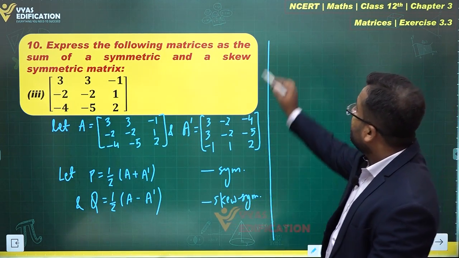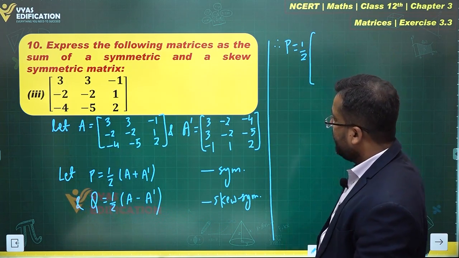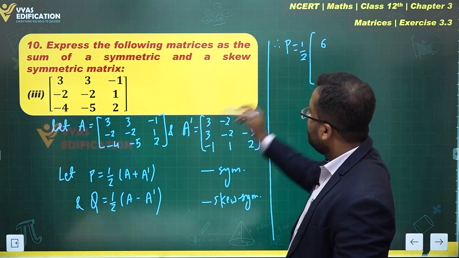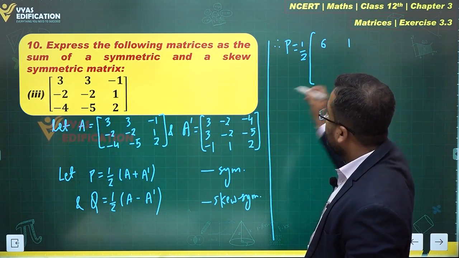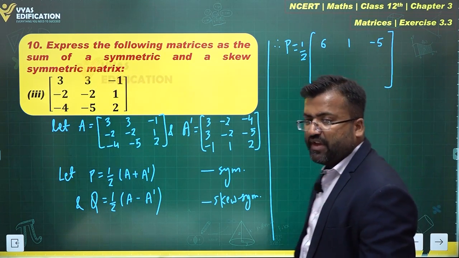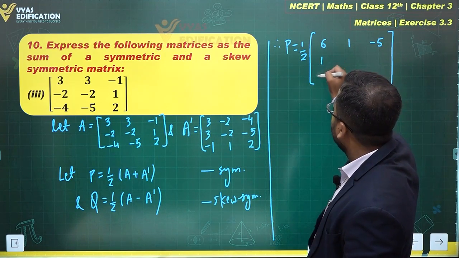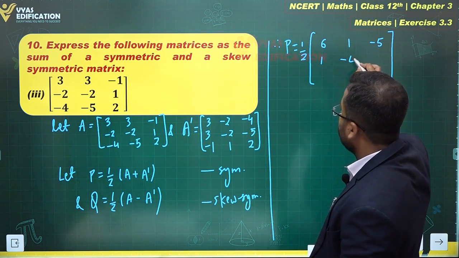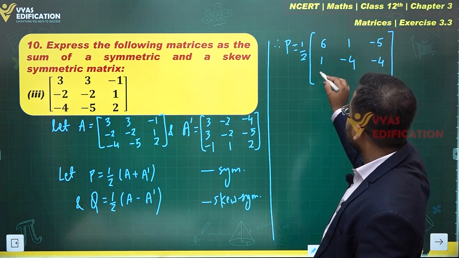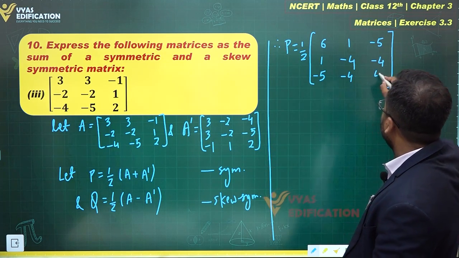Right. Therefore, P is half of the sum of these two matrices. Let's find the sum of these two matrices. 3 plus 3 is 6. This is 6. 3 minus 2 is 1. Minus 1 minus 4, the sum is minus 5. That's what we have. What next? Minus 2 plus 3 is 1. Minus 2 minus 2, the sum is minus 4, and 1 minus 5 is minus 4. Next, minus 4 minus 1 is minus 5. Minus 5 plus 1 is minus 4. 2 plus 2 is 4.